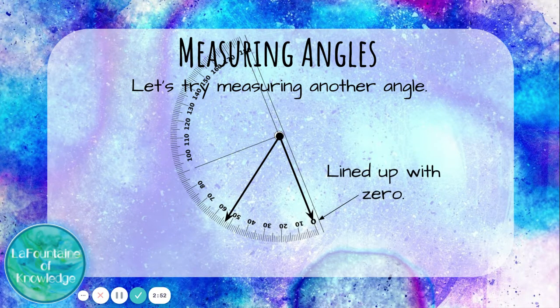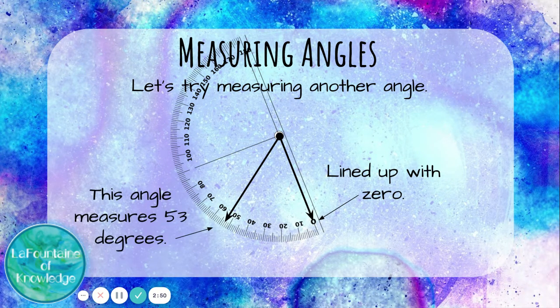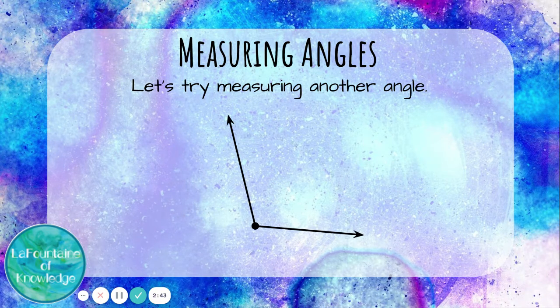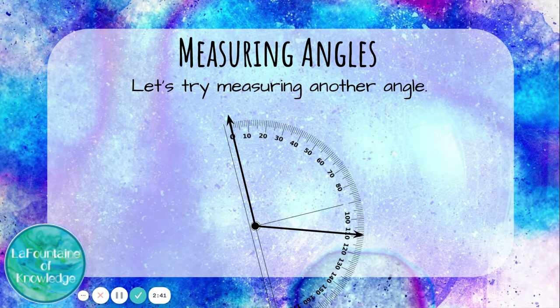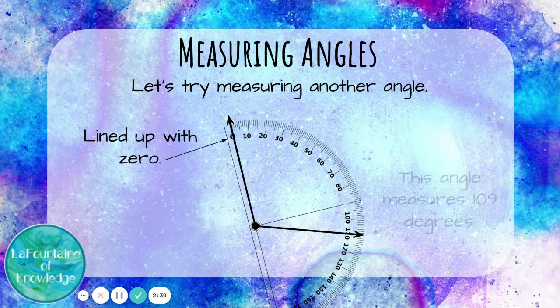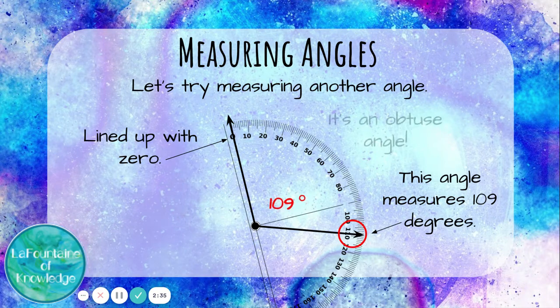Lined up with zero, and this tells us the measurement, 53 degrees. This is an acute angle. Line one ray up with zero, the other tells us the measurement, 109 degrees. That makes this an obtuse angle.